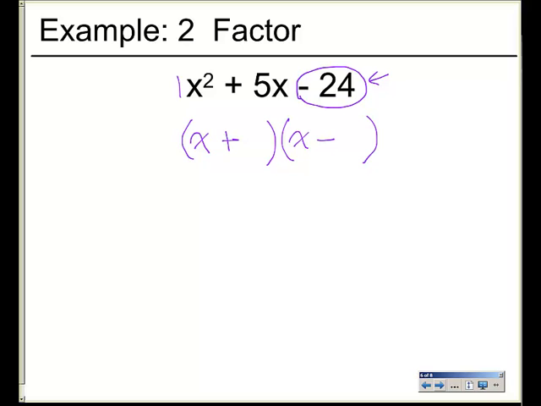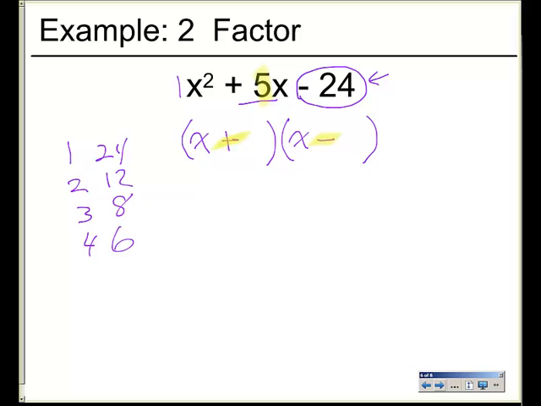Then we come back to our c value, which is 24, and we list the factors of 24 that will add up to 5. If I list them all, I can do 1 and 24, 2 and 12, 3 and 8, 4 and 6. Now remember, one of these numbers is negative and one is positive. So if I'm adding together numbers with opposite signs, I'm technically subtracting. So what I'm really doing is looking for the factors of 24 that have a difference of 5.